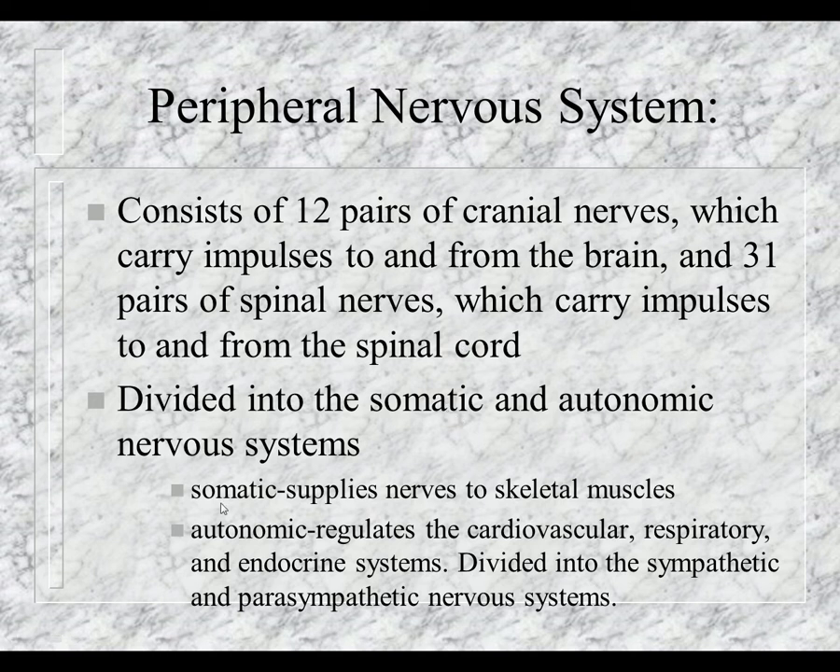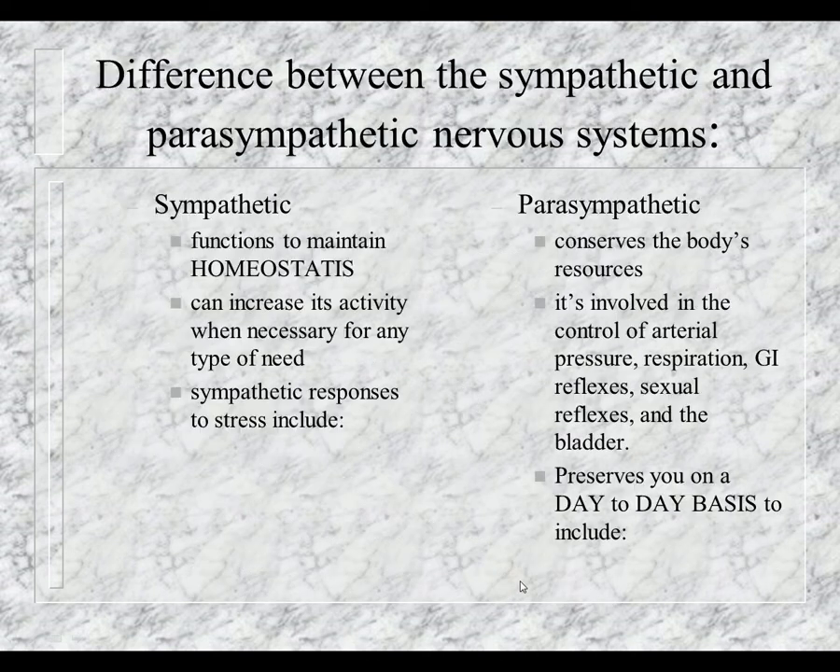We know the somatic is the one that supplies the nerves to our skeletal muscles and helps with movement. The autonomic is our regulation of things like our cardiovascular, our respiratory, and our endocrine, and it's further divided into the sympathetic and parasympathetic.